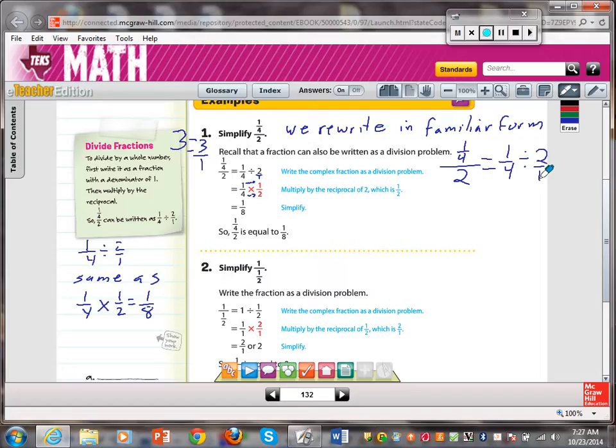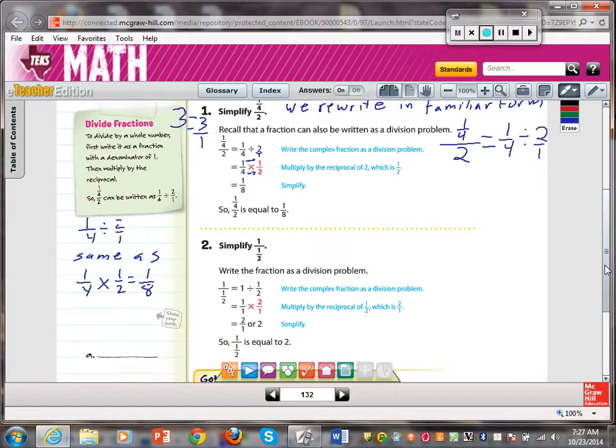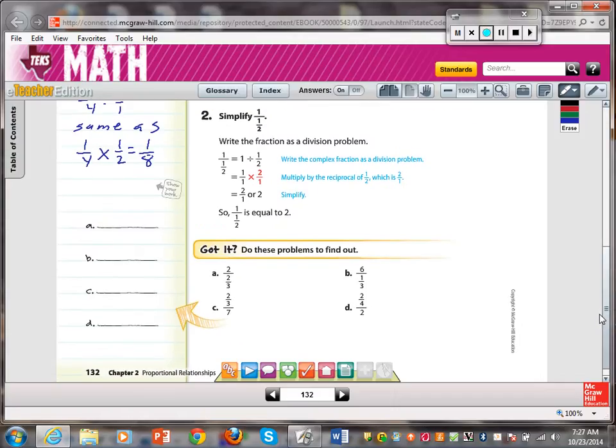All right, let's go to example number 2. Now, the numerator is a whole number and you're dividing by a fraction. Well, it's the same thing again. This can be rewritten as 1 divided by 1/2. You take the numerator, 1 divided by 1/2, right? And now since this is a whole number, you can put it over 1, just like right here.